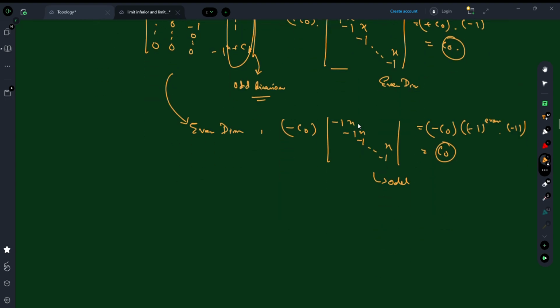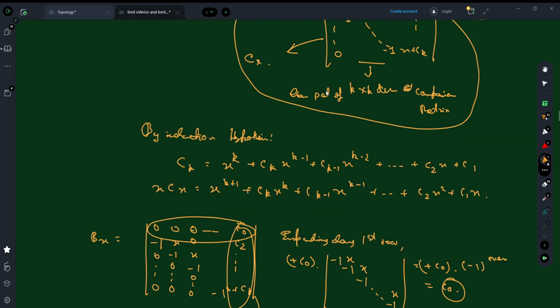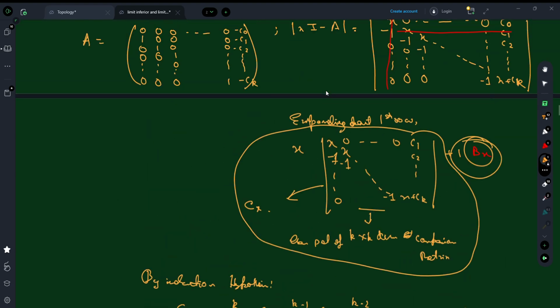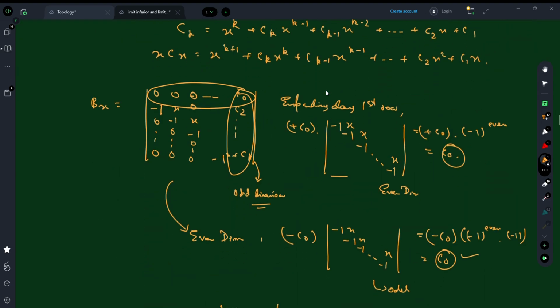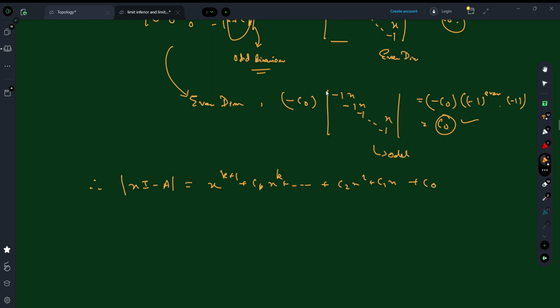Right? Therefore, what is the characteristic polynomial of A? So it's typically coming out to be of the form x to the power k plus 1 plus ck x to the power k. This we had already acquired, right? Plus c2 x squared plus c1 x, and then we just need to add 1 times c0 plus c0, because that was a form, right? Plus 1 times bx, and bx has come out to be c0, right? And therefore that's exactly what we wanted by the induction hypothesis.